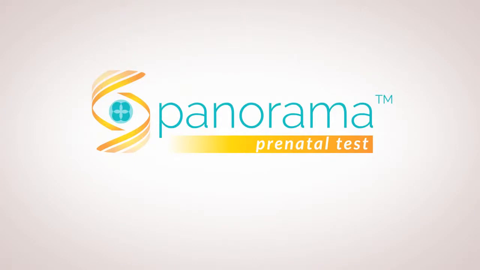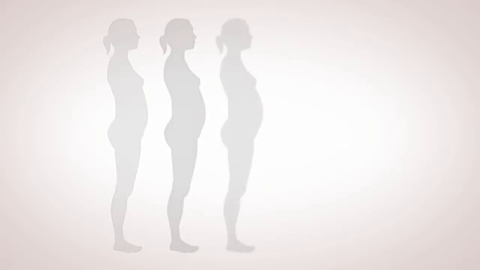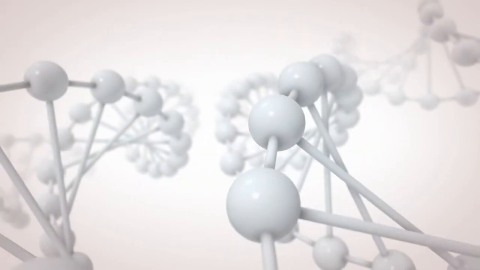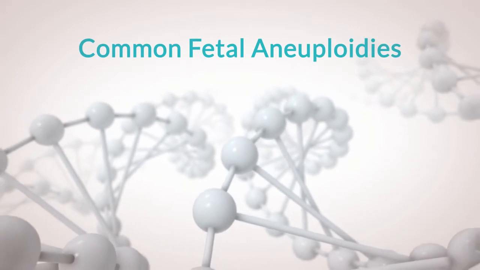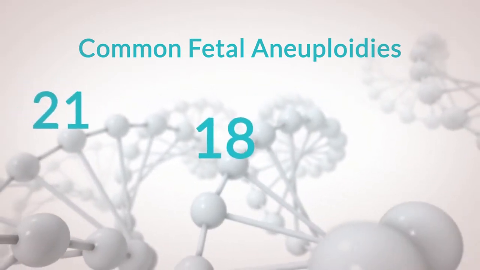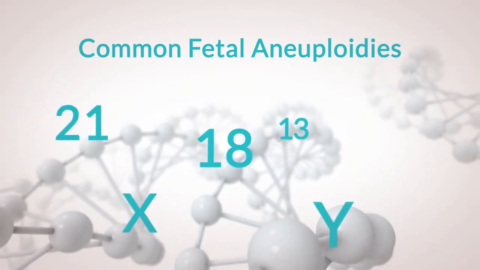Accurate and comprehensive, non-invasive prenatal screening is here. Natera has created the Panorama prenatal test to ensure you are giving your patients the best-in-class information regarding their pregnancy. Panorama can be used to screen for common fetal aneuploidies of chromosomes 21, 18, 13, X, Y, and triploidy as early as 9 weeks gestation.